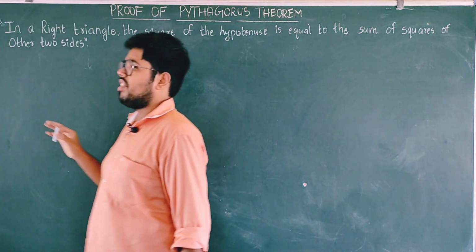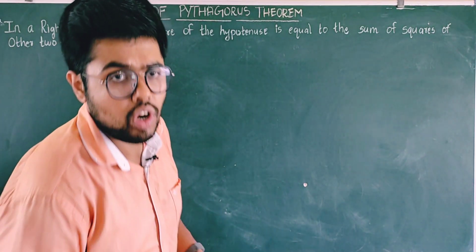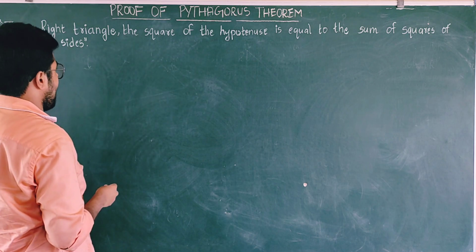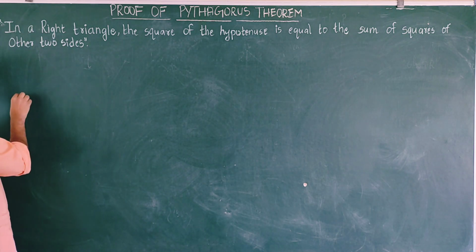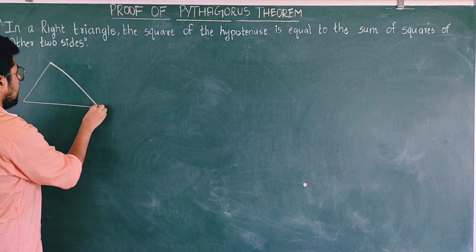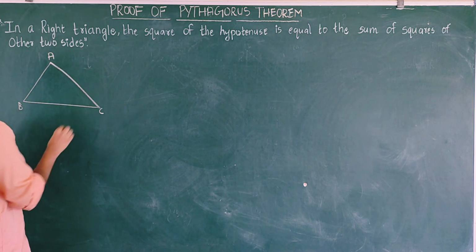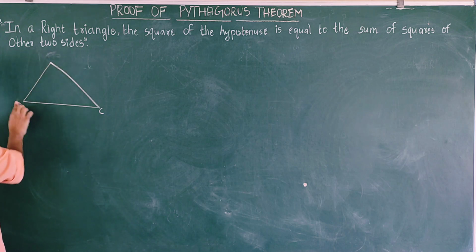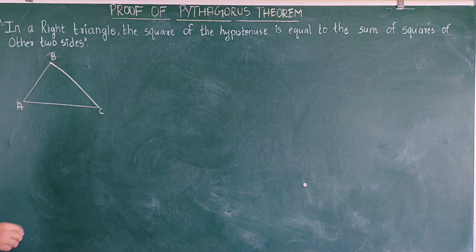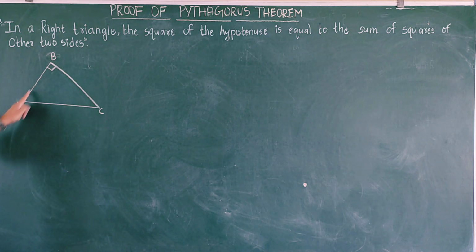For any theorem we need to draw diagrams. Diagrams are very important, so let us draw the diagram for this. We need to draw the right triangle. I will draw it like this and mark the vertices as A, B and C. In your textbook it is given like this, I hope. I am taking the right angle at B.